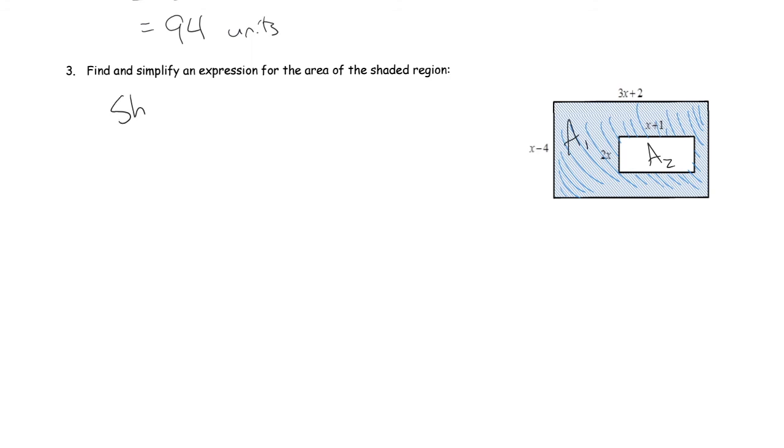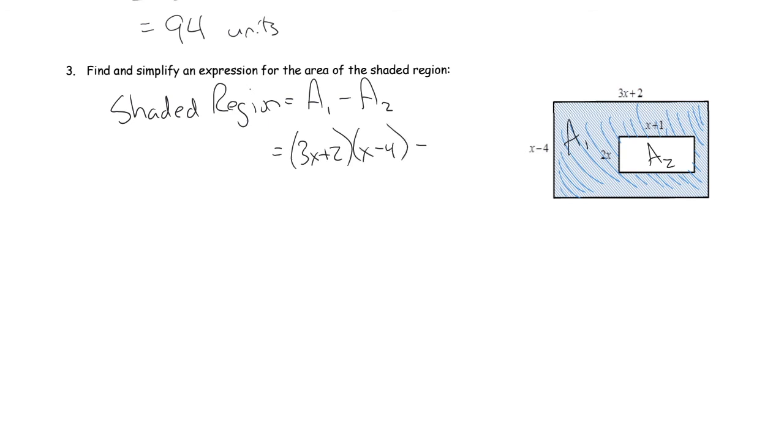So the area of our shaded region is going to be the larger area minus the smaller area. So our larger area, its length and width will be 3x plus 2 multiplied by x minus 4, minus 2x multiplied by x plus 1. So that's the length times width here. Length times width of the larger one, length times width of the smaller one. So here we go. Now it's just distribution.